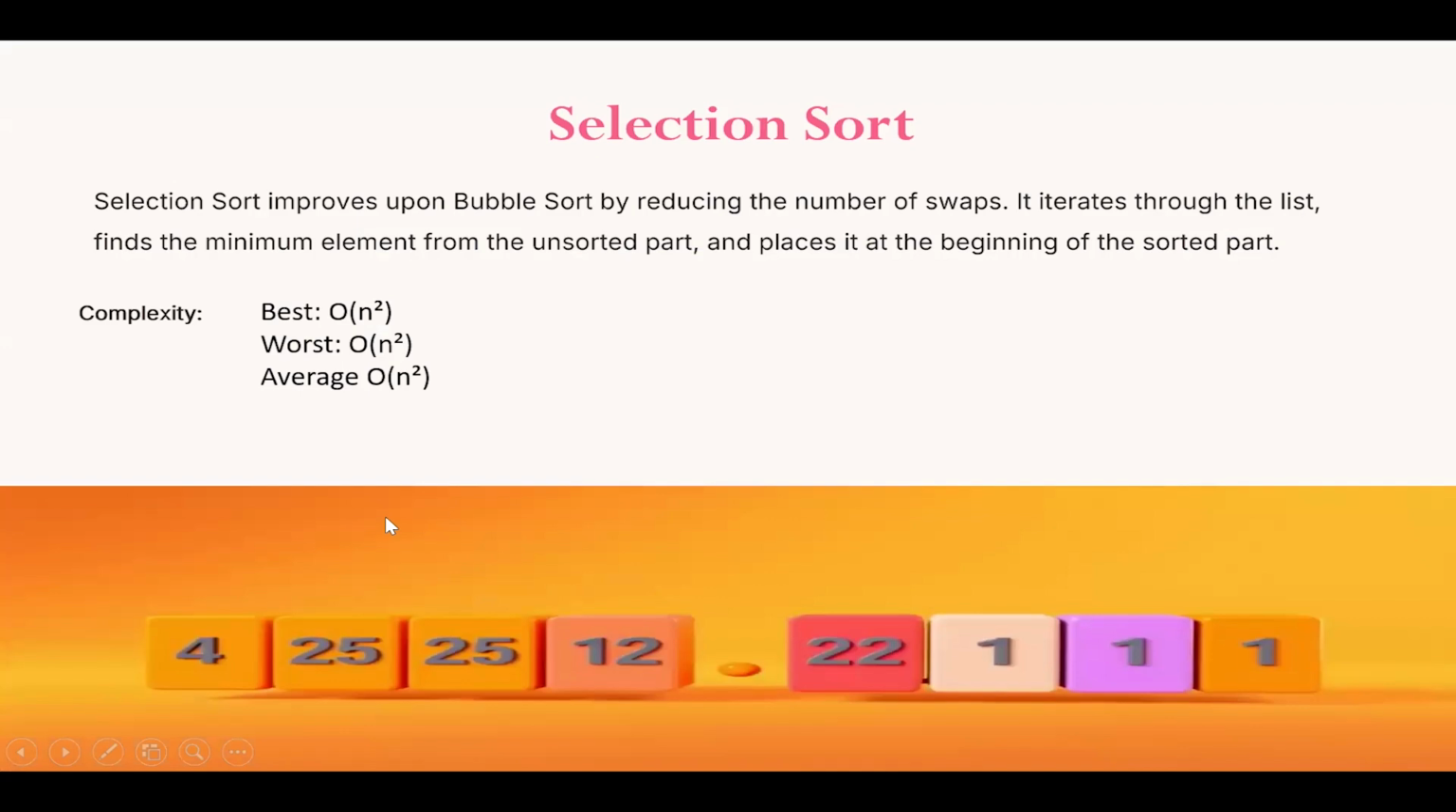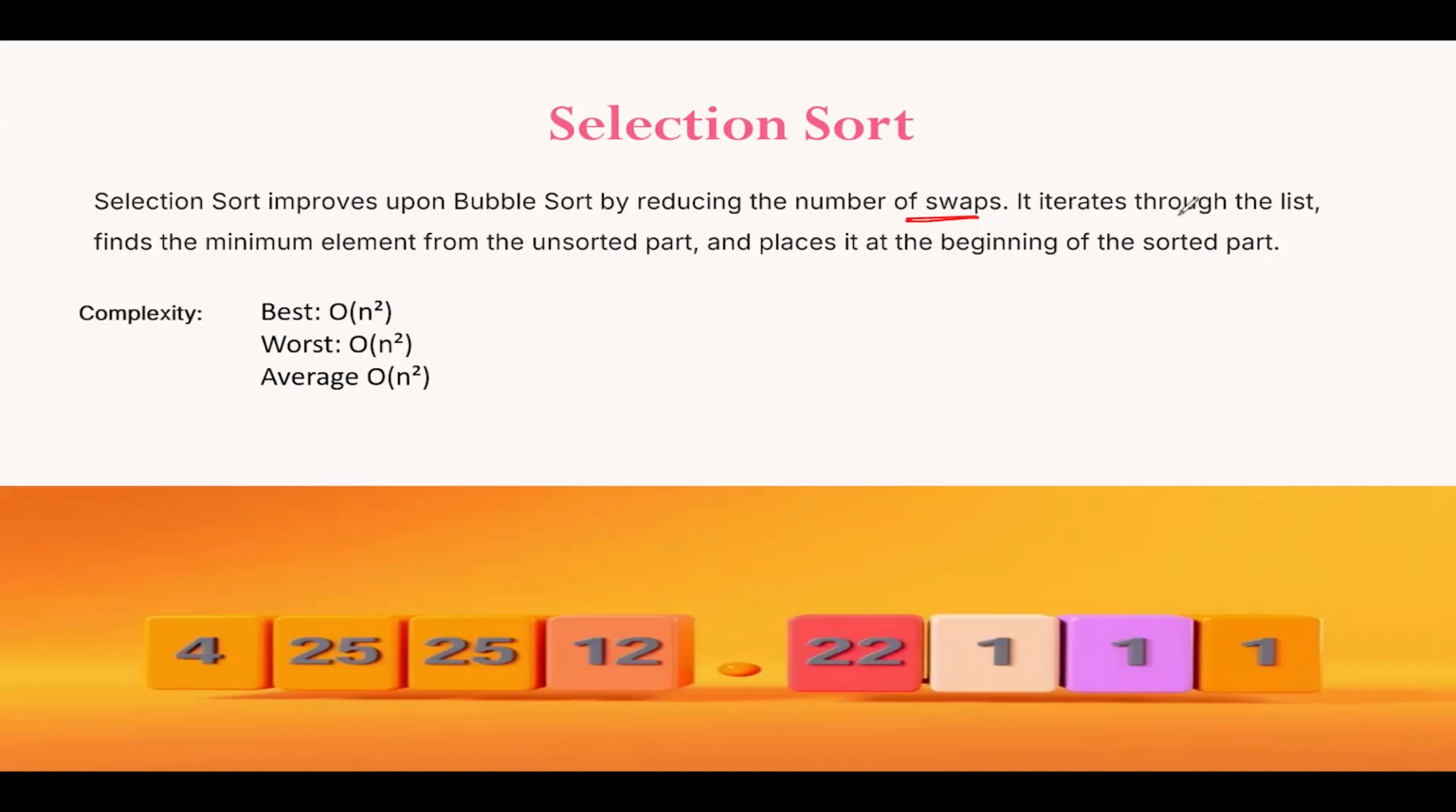So selection sort improves upon the bubble sort, okay, by reducing the number of swaps, because we are trying to find out the minimum, instead of comparing each and every element, neighboring element, we are only checking for the minimum and then we are selecting the particular minimum and then doing the sorting. That is what is selection sort.